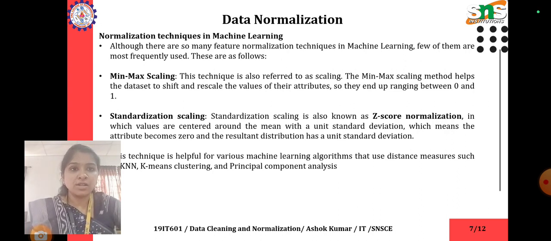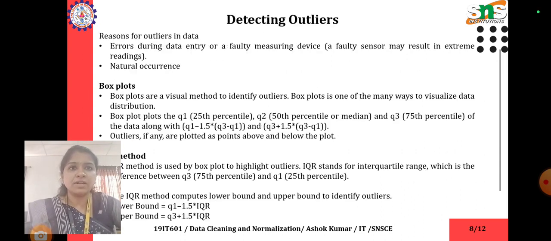The next technique is helpful for various machine learning algorithms that use distance measures such as KNN, K-means clustering, and principal component analysis. Reasons for outliers in data: errors during data entry, a faulty measuring device, or a natural occurrence in the data. Next is box plots, which is a method used for detecting outliers.